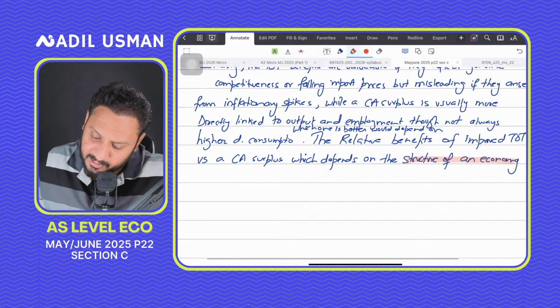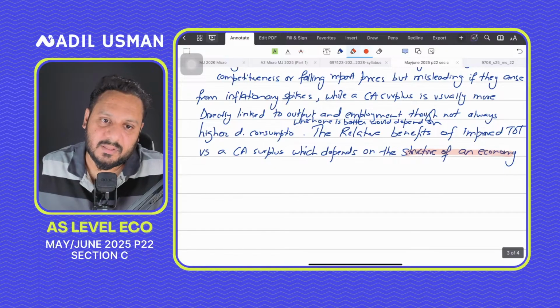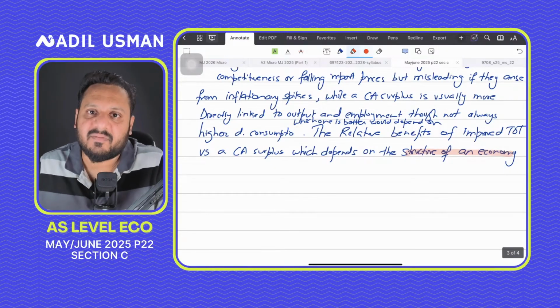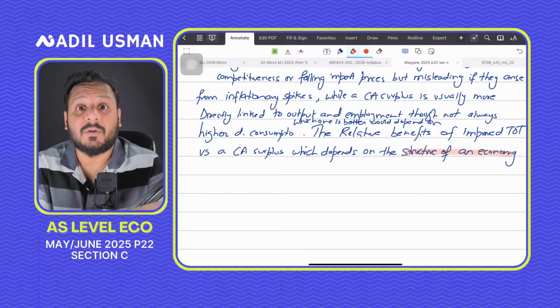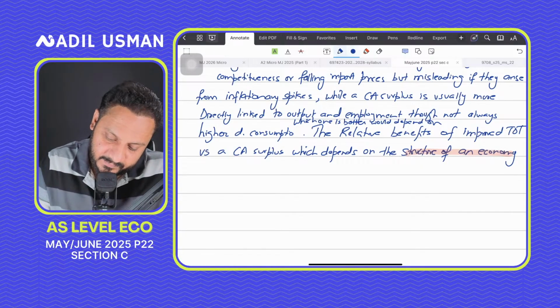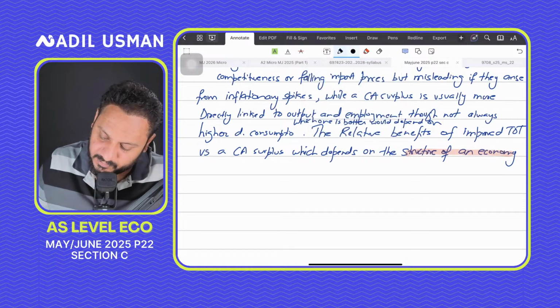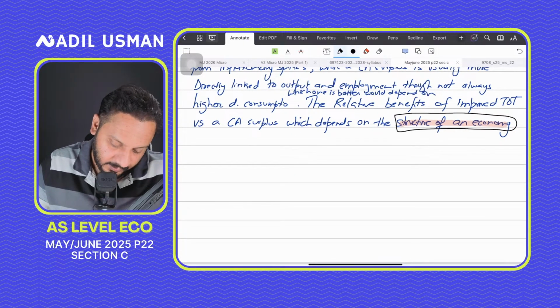Let's write it down. So that is why I am saying structure of the economy. This is what the structure of the economy means. When I say whether a current account surplus or a terms of trade improvement is more beneficial, it depends upon the structure of the economy.